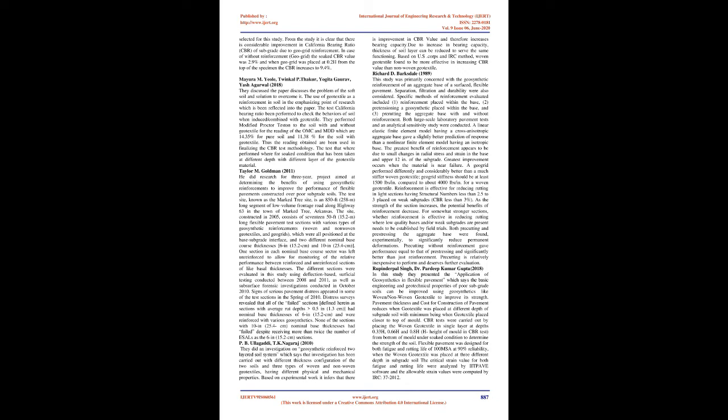The test site, known as the Marked Tree Site, is an 850 feet (258 meters) long segment of low-volume frontage road along Highway 63 in the town of Marked Tree, Arkansas. The site, constructed in 2005, consists of 1750 feet (15.2 meters) long flexible pavement test sections with various types of geosynthetic reinforcements, woven and non-woven geotextiles, and geogrids, which were all positioned at the base subgrade interface, and 2 different nominal base course thicknesses: 6 in (15.2 centimeters) and 10 in (25.4 centimeters).